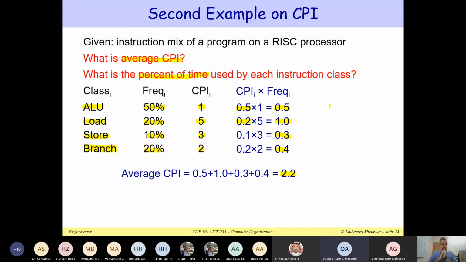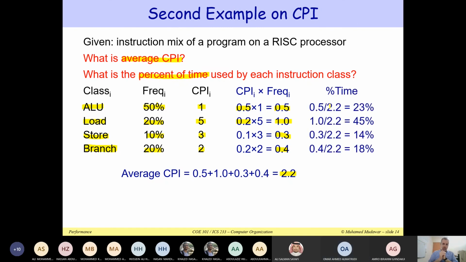Take the CPI times the frequency and divide it by the average CPI, I think. Divided by what? The average CPI, it will give you how much time it took. Excellent, Omar, excellent. So what we need to do is divide this number here, which is 0.5, by 2.2. So we get 0.23 point something, let us say.